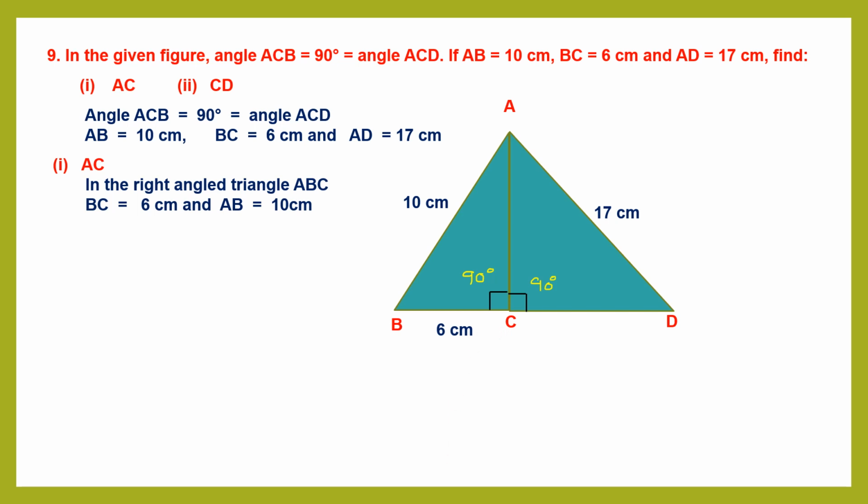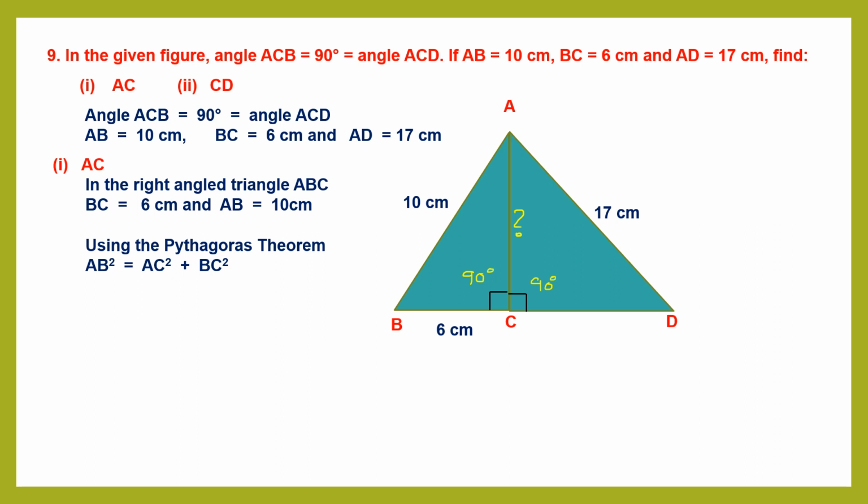So this is what we are going to find out. We're going to find the measurement of AC. So in this triangle, we only want the measurements of BC and AB. So we don't want this for this particular question. So here we're going to apply the Pythagoras theorem, according to which, let's substitute the values.